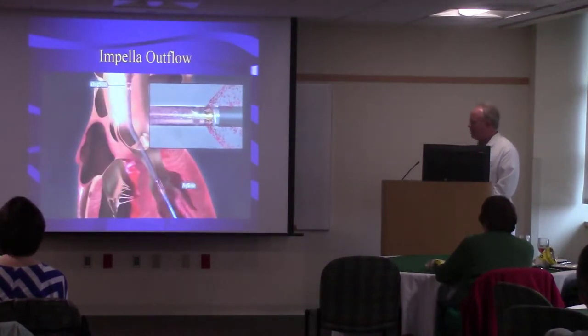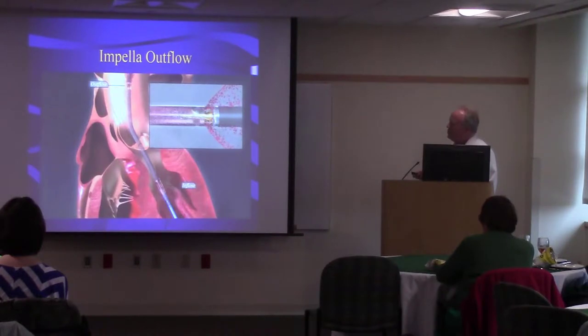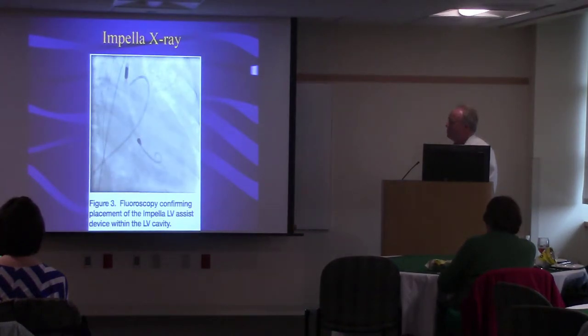This is a schematic of the device at work. Again, it takes blood up here in the inlet, which is inside the ventricle, so the heart doesn't have to squeeze as hard. And then it pumps the blood up, and then it ejects it here in the aorta, which ejects it out into the rest of the body. This is what the device looks like under x-ray. So again, it's sitting inside the heart itself. It's taking blood up here and injecting it out into the aorta.